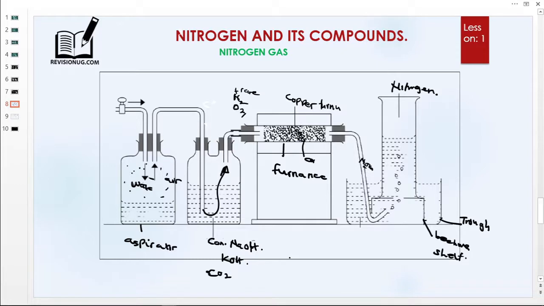Then again, here we have to make one note, about this copper. If instead of using copper turnings we use magnesium powder, what are we going to see? We are going to see changes. One, we are going to receive less nitrogen. The nitrogen we receive when using copper is going to be more than what we receive if we replace copper by magnesium, simply because magnesium is very reactive. It is so reactive that it will react with nitrogen. As it reacts with the nitrogen, it will reduce the volume we are going to collect over here.